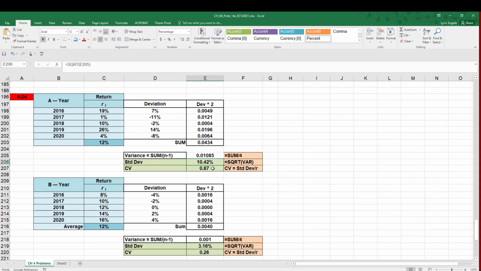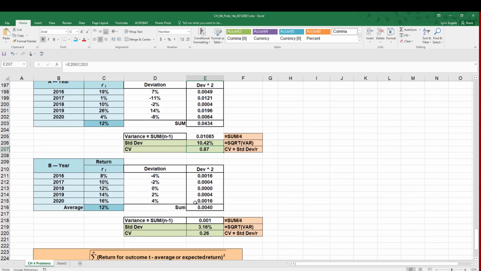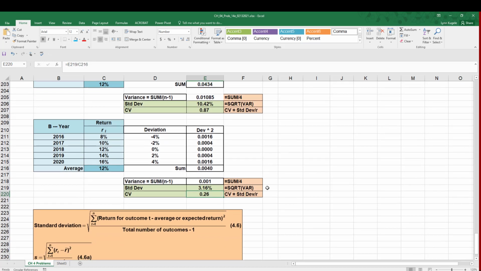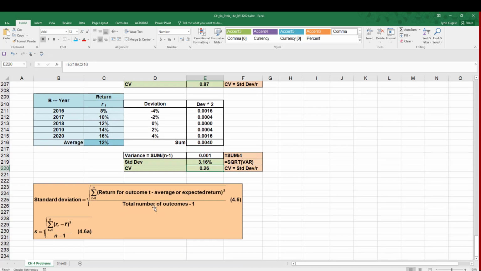So standard deviation is 10.42, coefficient of variation 0.87. For B, standard deviation is 3.16, coefficient of variation is 0.26. Clearly B is a lot less risky than A. There's your formula for standard deviation of historical returns.